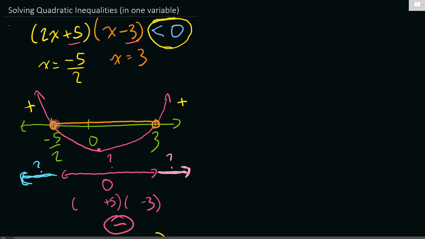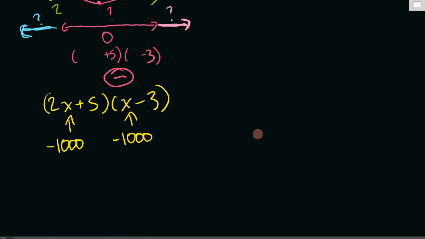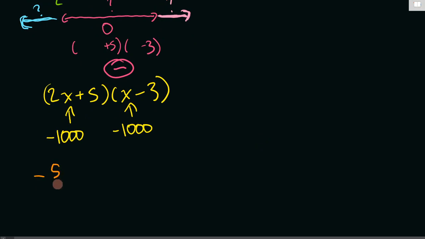and 3. And so our final solution is... I don't know why it's not drawing. Let's try this again. Negative 5 over 2 is less than x is less than 3. So x is in that interval. That's one way to write it.